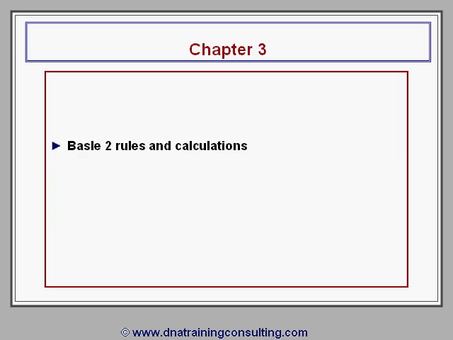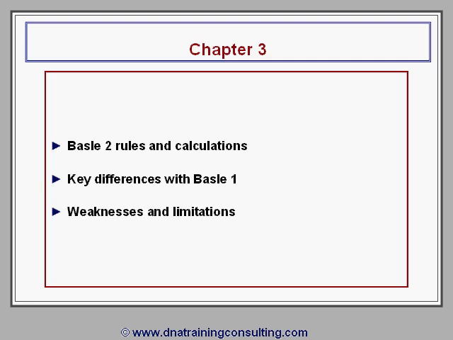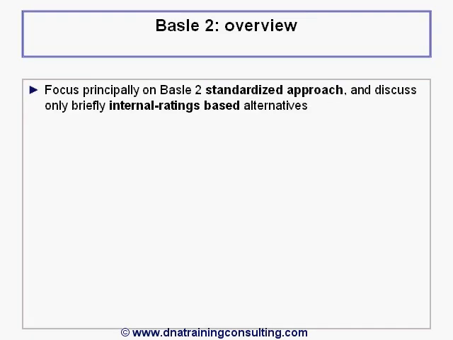This Chapter 3 summarizes the rules and calculations underpinning Basel II, highlights the key differences with Basel I and why these differences were considered necessary, and discusses the remaining weaknesses and limitations of the new standard. We remind you first that we focus principally in this chapter on the Basel II standardized approach and discuss only briefly the internal ratings-based alternatives towards the end.